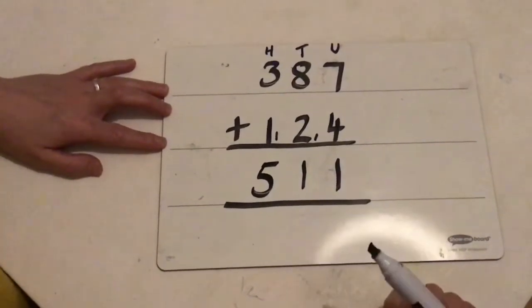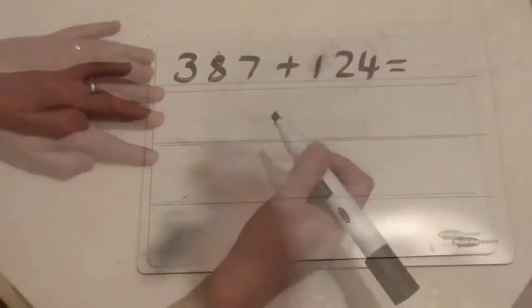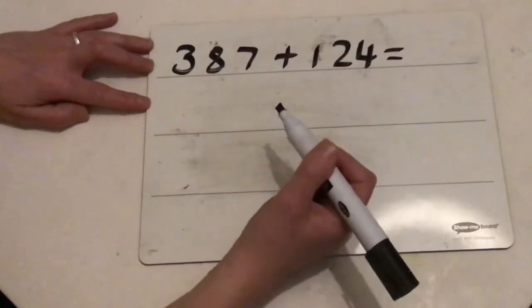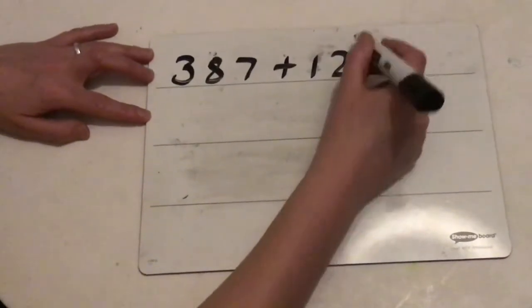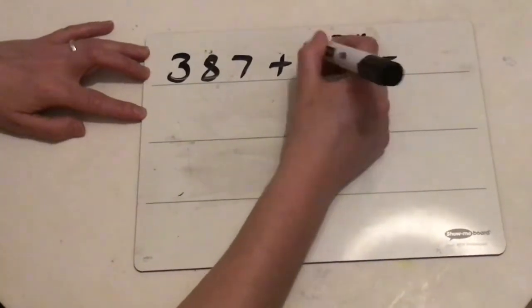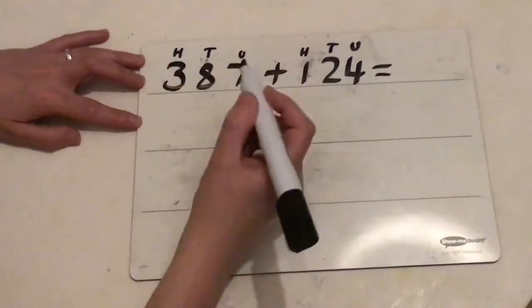Now, there's another way that you can do this sum, okay? So we can also use partitioning. We've done lots and lots of this in class. So I can start, remember, units, tens, hundreds. It's really important that you're thinking about your place value.